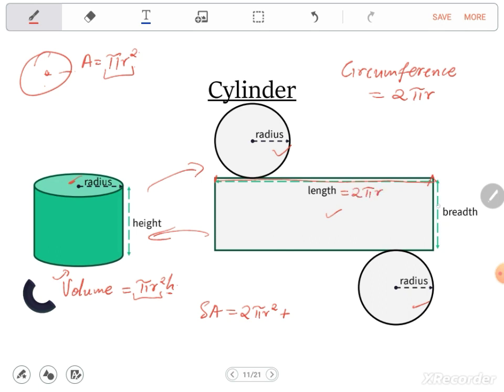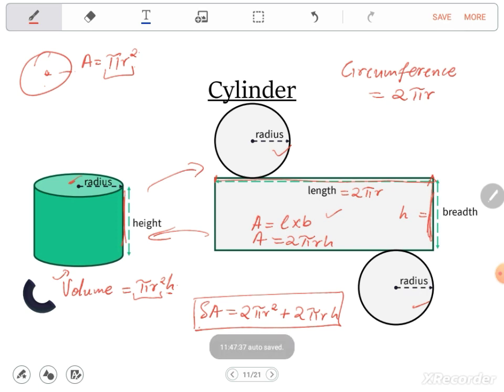And what about the breadth? This breadth here is actually the height, so I'm just going to write it as h. H is equal to the breadth. So now when we look at the area here, instead of saying length times breadth, we say the area is equal to 2 pi r h. So we put 2 pi r h here. This becomes the formula for the surface area of the cylinder. I hope it makes sense.